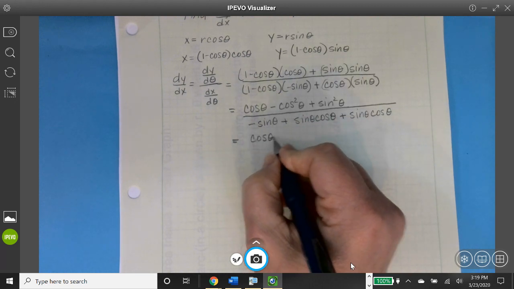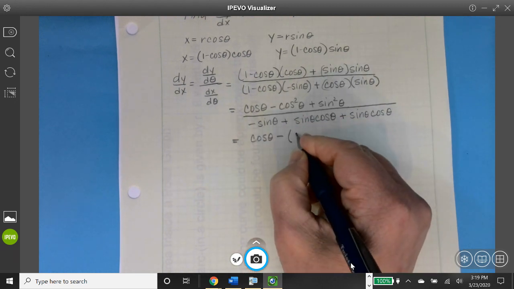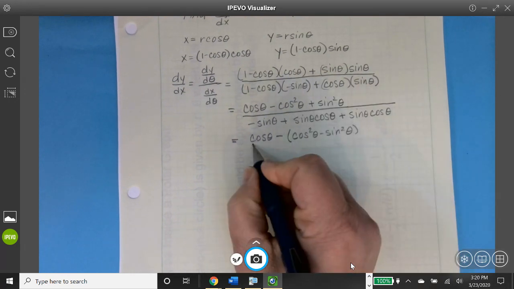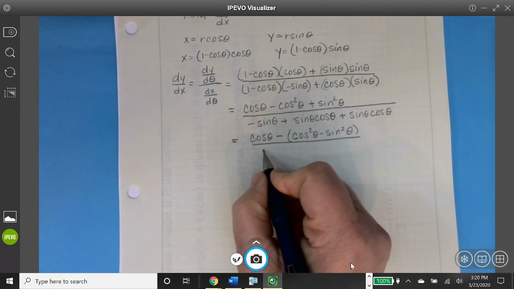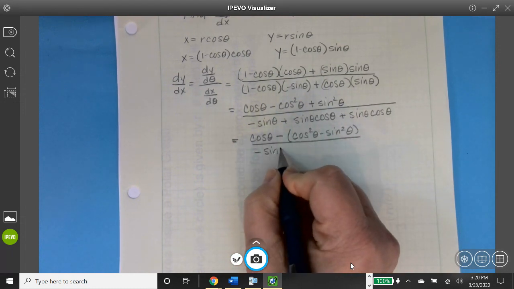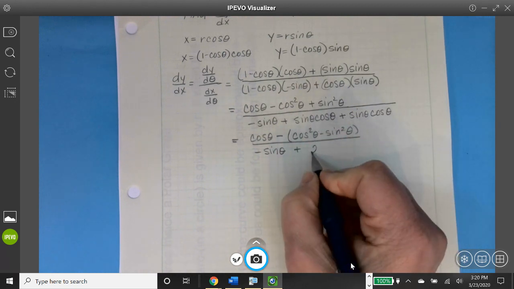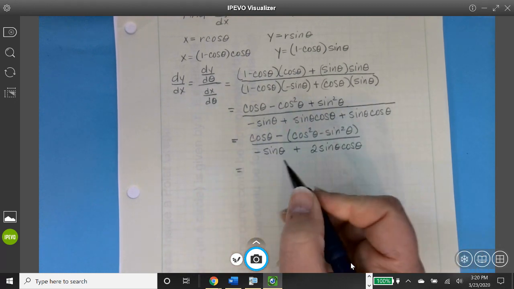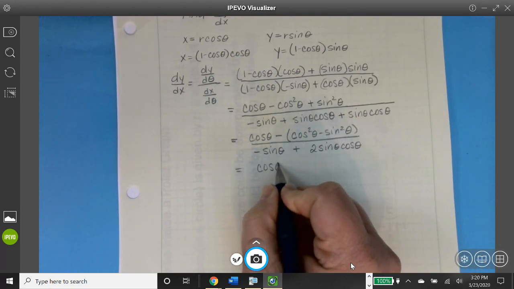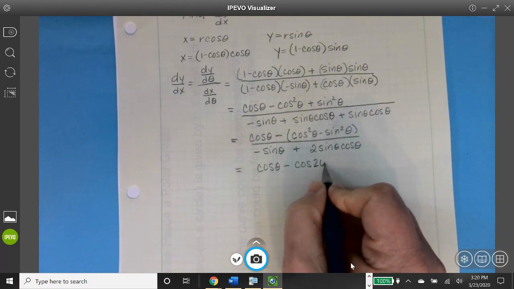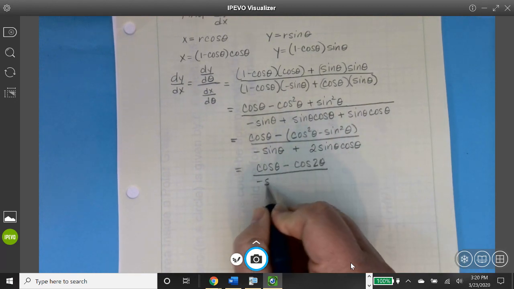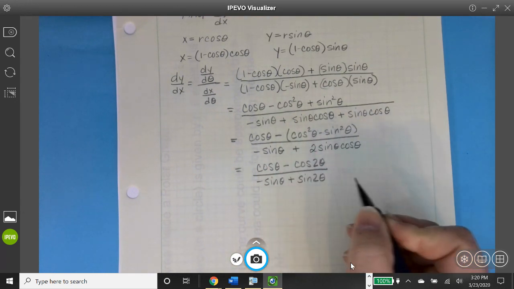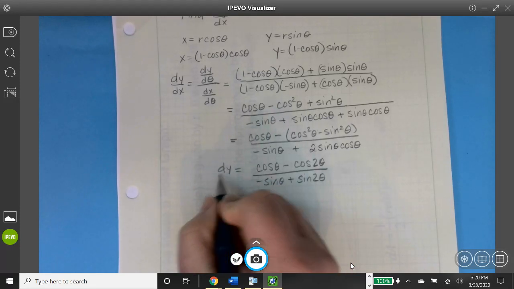Okay, now this really here is cosine theta, and I could do minus cosine squared theta minus sine squared theta. Now I did that for a reason so that you could see that that's an identity here. And then this one here is negative sine theta plus, well, there's two of these here, plus 2 sine theta cosine theta, which is also an identity. So this turns out to be cosine theta minus cosine of the double angle over negative sine theta plus sine of the double angle. And that would be dy dx.